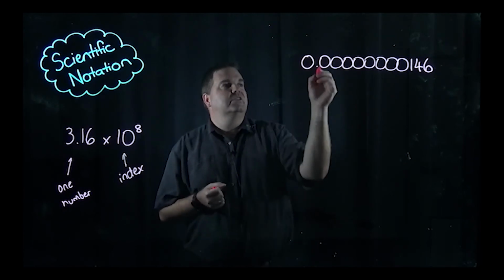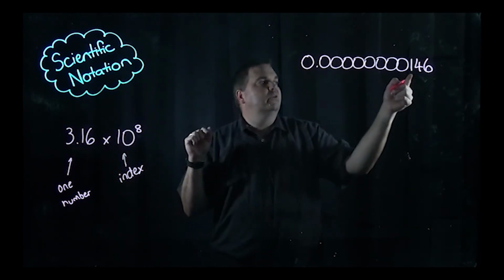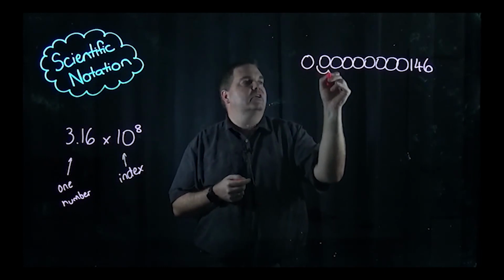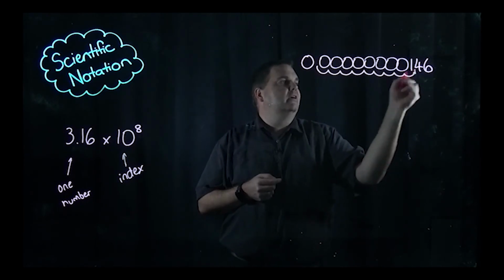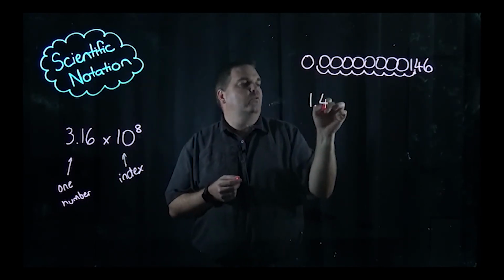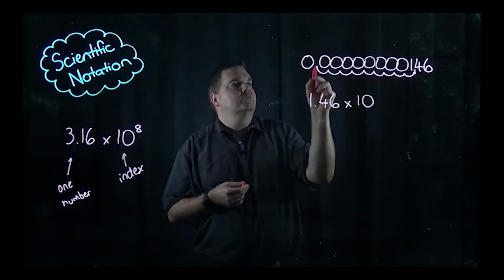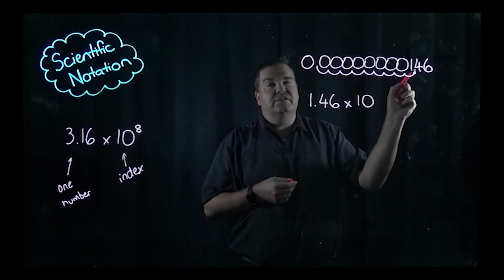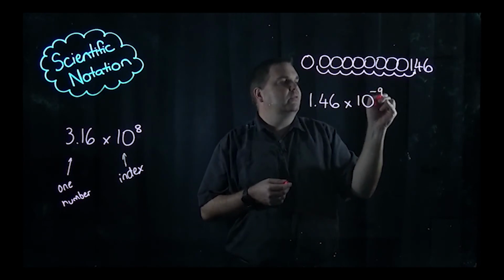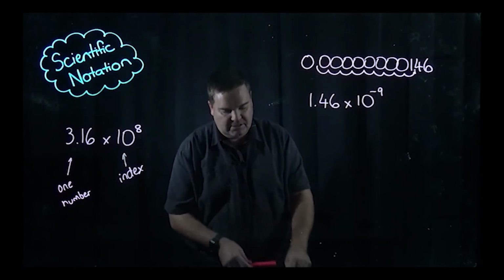Again, what you're going to do is take your decimal, which is here, and you're going to move it until you get that first number, like the 3.16 here. We want to get it to be over here, by the 1. So we're going to keep moving it like this till we get our decimal in there. So the number is going to be 1.46 times 10, and then you count how many places you moved it. So we moved it 1, 2, 3, 4, 5, 6, 7, 8, 9 places. Because it's a really small number, it's negative 9. So this number here in scientific notation is 1.46 by 10 to the minus 9.